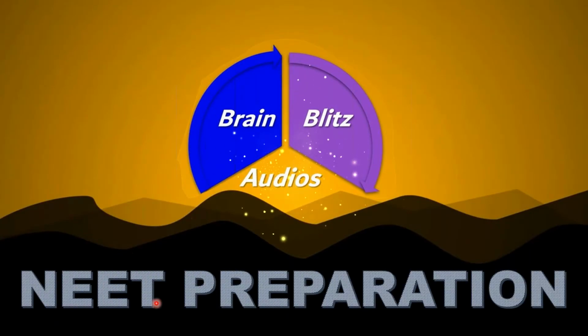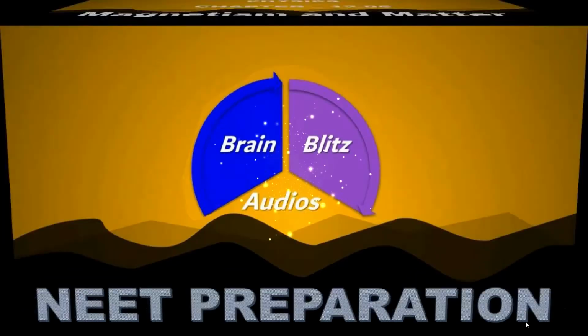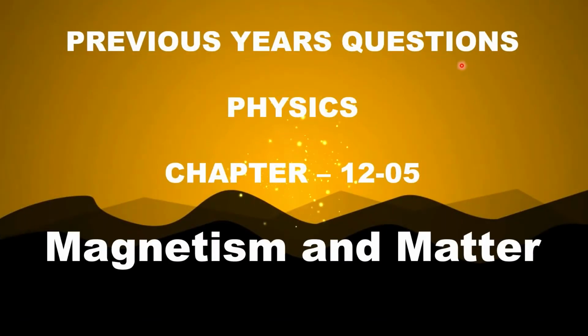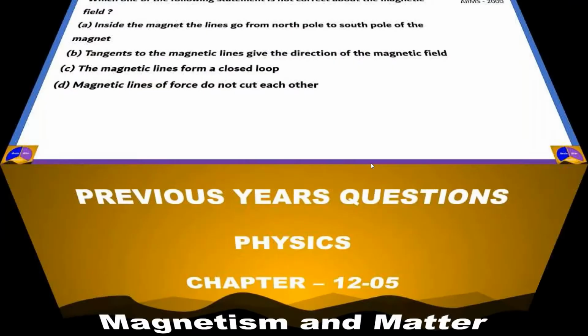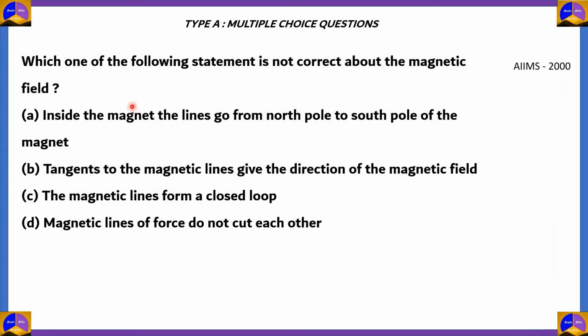Today, in this episode of NEET Preparation, we'll be looking at previous year questions of physics in medical entrance examinations in India. Today we're dealing with the chapter Magnetism and Matter. This is the fifth chapter in the physics syllabus for grade 12 in CBSE. Let's begin. Here is our first question.